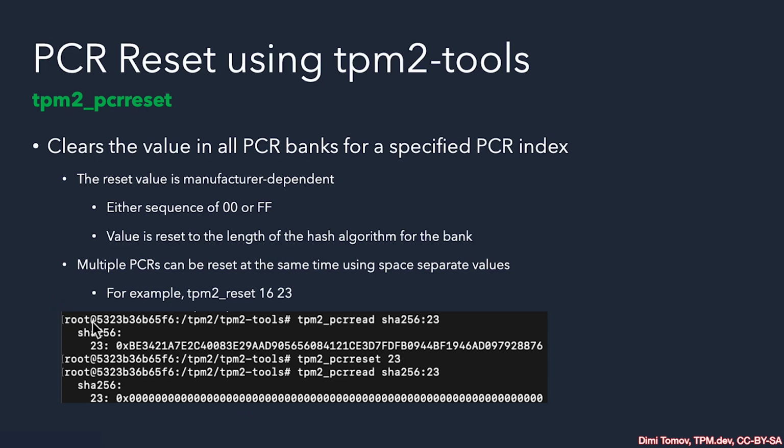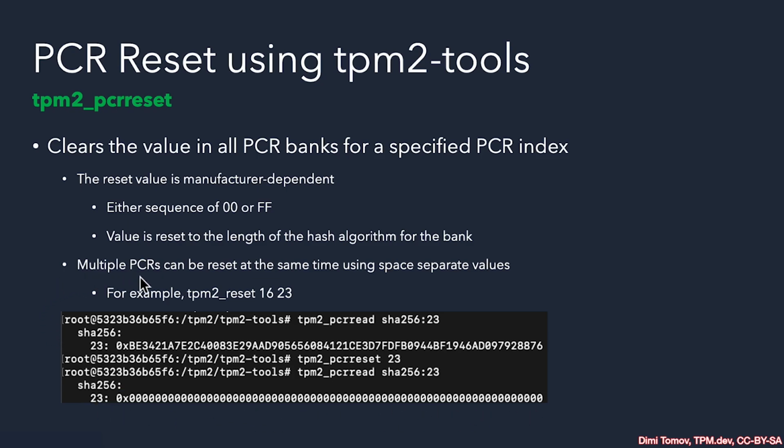And here is an example. We are reading the 23rd PCR register of SHA-256 bank, and here is the value from when we extended. Now we're going to reset this PCR register by simply providing the number of the PCR. This would reset the PCR in all banks, and when we check the bank for SHA-256 with PCR register number 23, we see that it has become all zeros.